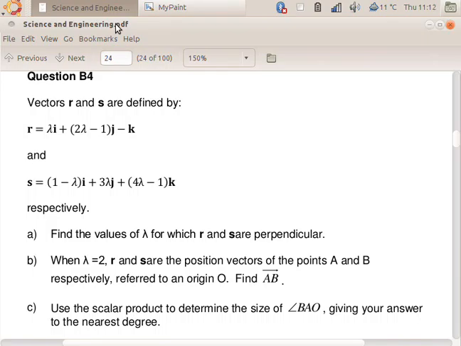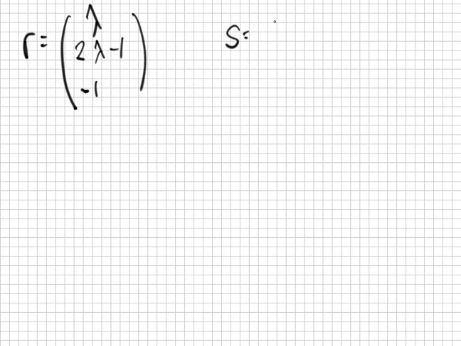Okay, do you have these 2 written down? So, first question is quite nice actually. They just want to know, when are these 2 perpendicular? For what value of lambda are these 2 perpendicular? So let's write down the first one. So what's the r here? How many i's? Lambda i, and then the j? And then the k is 1. Minus 1? And then the s vector?